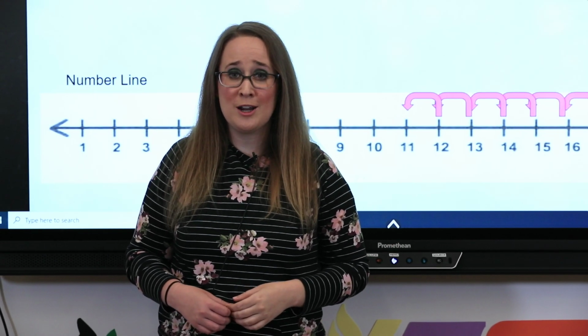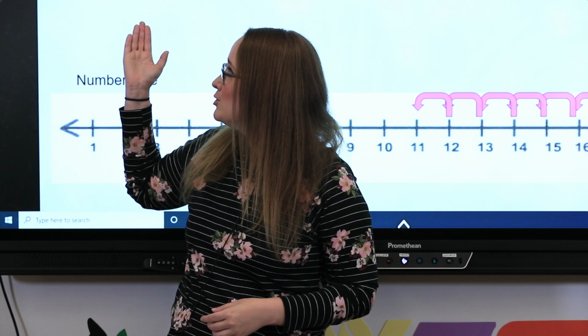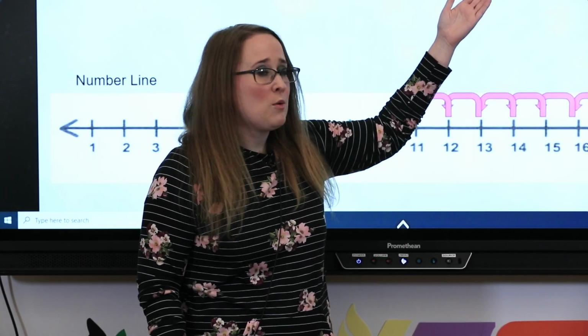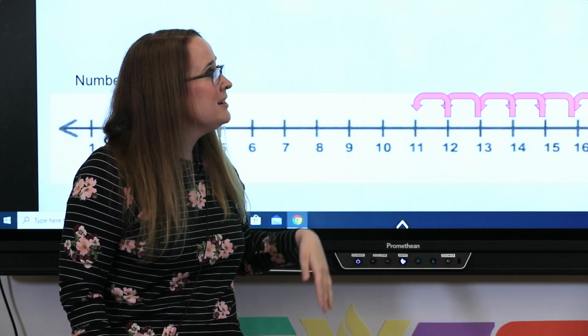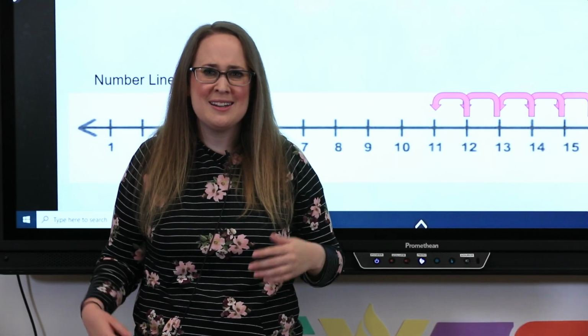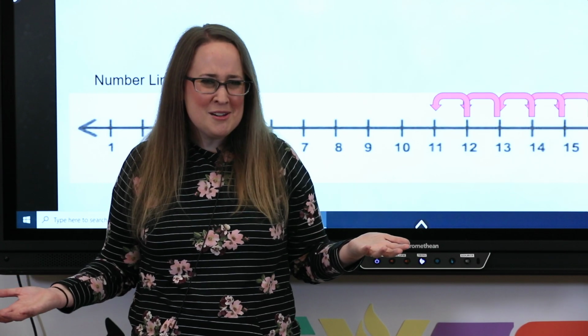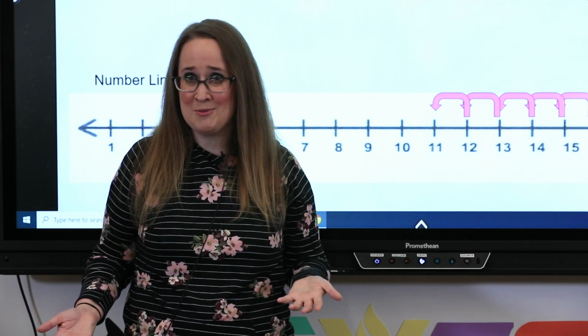So no matter what strategy we used, our circle drawings, our equation counting back from our larger number, or our number line, we now know that Franklin spent $11. What do you think he spent $11 on? What do you think he bought?